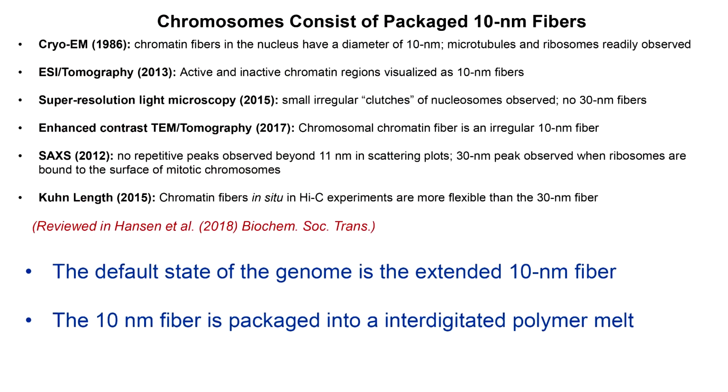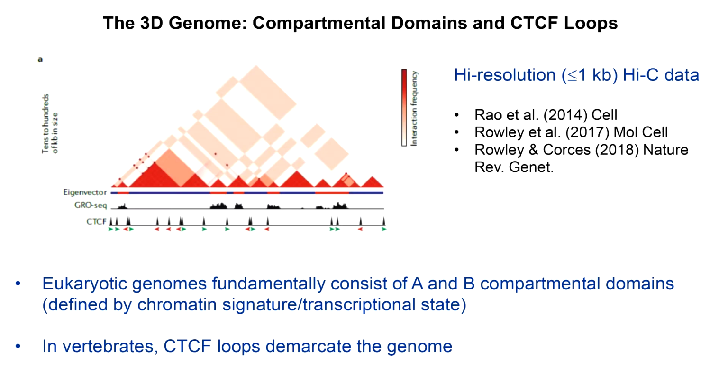What they do say is that the default state of the genome is the 10 nanometer fiber, the extended form of the chromatin fiber. And moreover, this 10 nanometer fiber is packaged together in an interdigitated form, kind of like my fingers coming together. So if it's not a 30 nanometer fiber and successive coiling, what is going on?